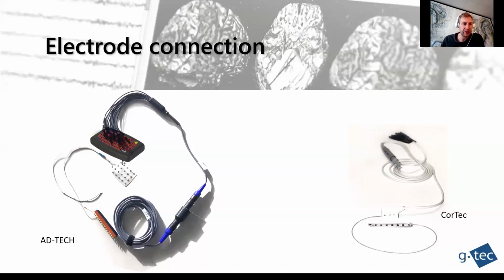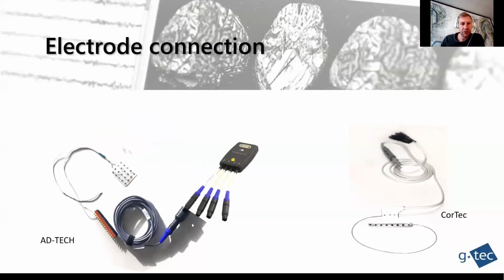So this is our head box that we usually use with 64 electrode connections and a ground socket. So in total, 65 electrodes can be connected to this box, and then this goes to the biosignal amplifier. The alternative would also be to directly connect the electrodes with a multi-pin connector.